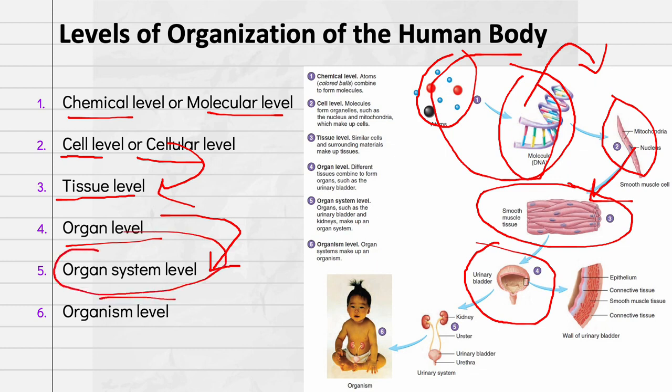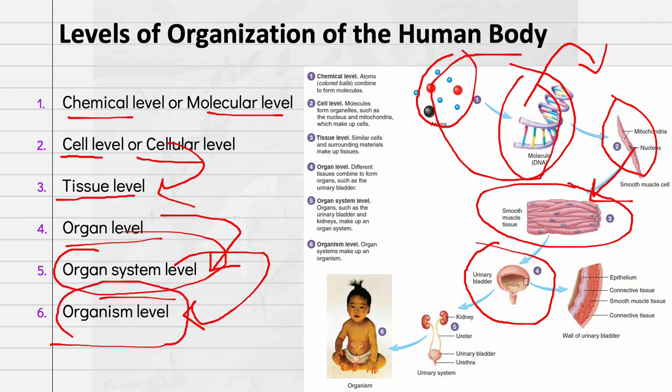For example, if you talk about the GIT, the gastrointestinal tract, we have different organs starting from the tongue, the mouth, the esophagus, the stomach, small intestine, large intestine, then we have the rectum. All these organs working together, making a system, and this level of organization is the organ system level. Whereas all the organ systems working together for the survival of an organism will make the organism level.